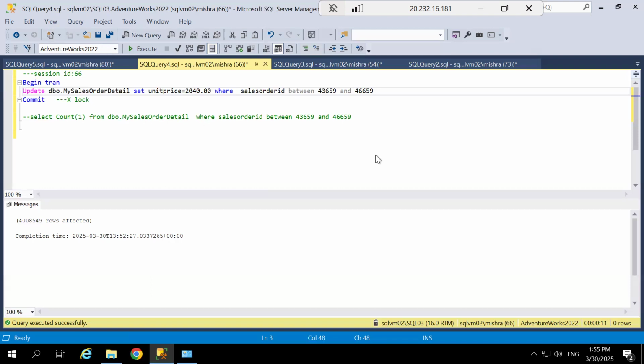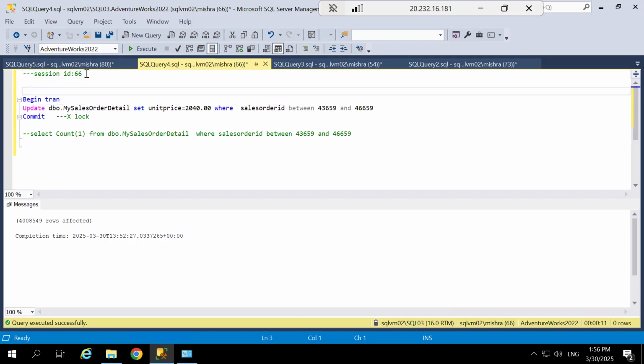Okay, I'm done with whatever I was doing on Paytm. That's fine. So my plan now is to capture the plan as well here. Or let us do two things. Let us capture the IO statistics and time statistics.